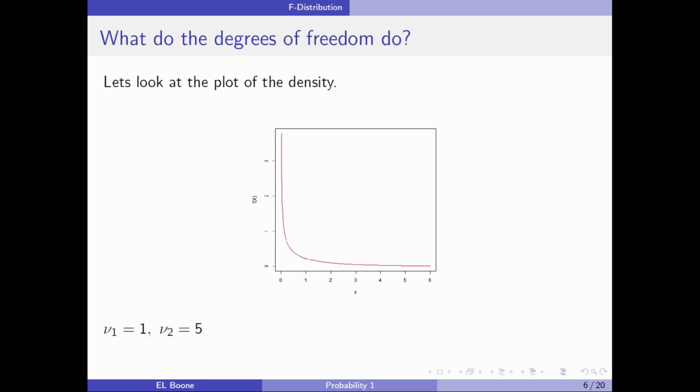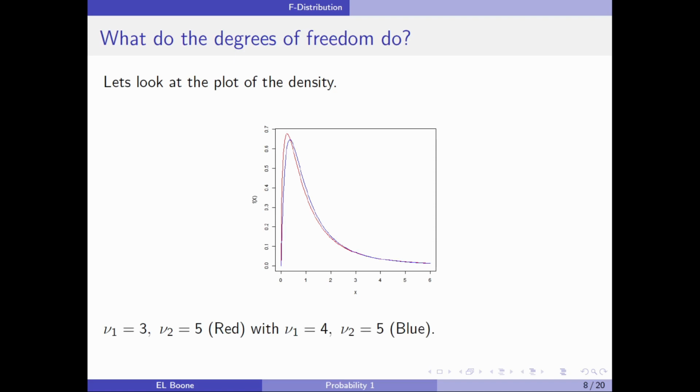All right, so what do the degrees of freedom do? Here's nu 1 equals 1, nu 2 equals 5. You get this picture here. Notice it's not pinned down at 0, 0. It just descends down. If nu 1 is equal to 3 and nu 2 is equal to 5, notice we have 0, 0 again, and we get this shape. It's highly right skewed. So we get a sense of what's happening there. If we add nu 1 equal to 4, you can see it shifts over just a tiny bit. And if we have 5, it shifts over a bit more.